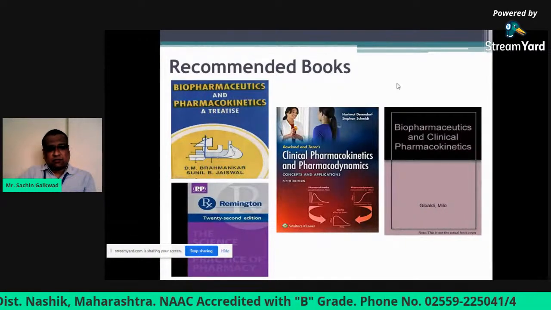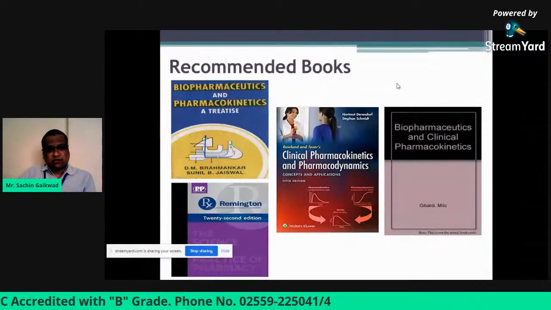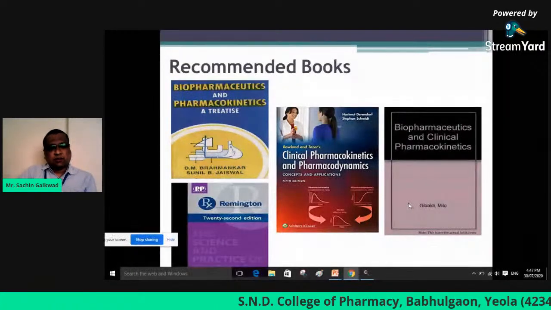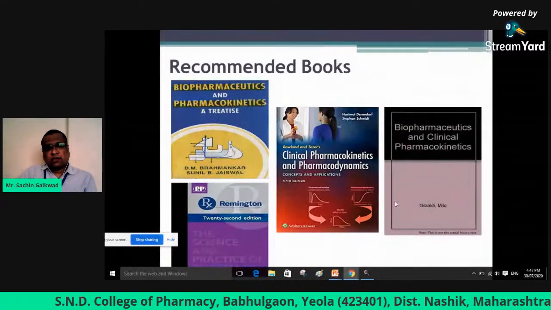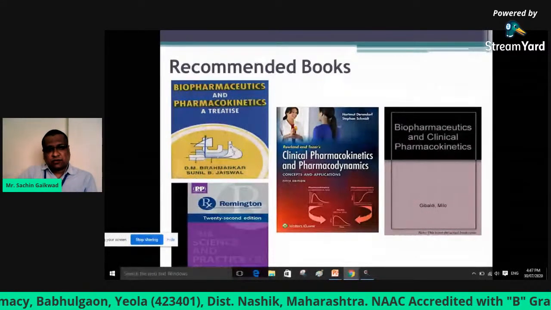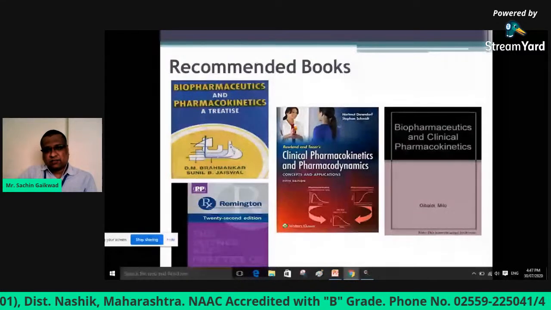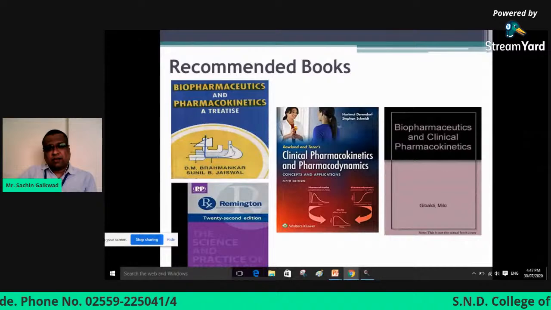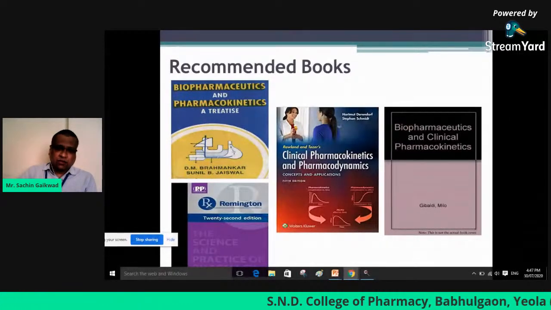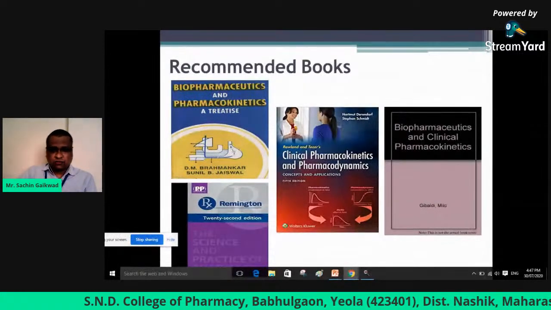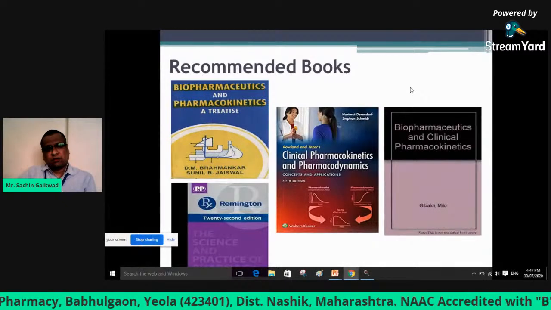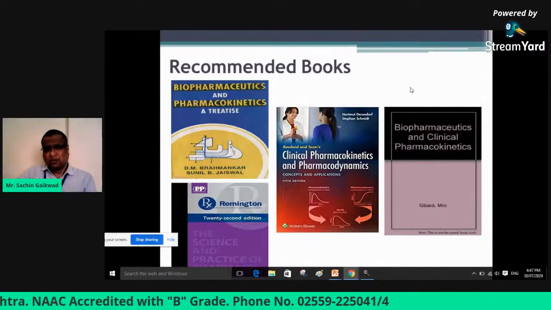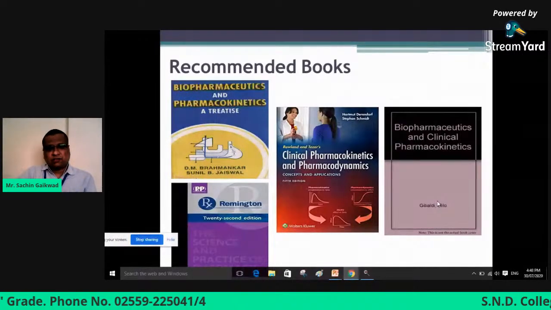The second one is Remington, the Science and Practice of Pharmacy. Everyone knows about this. Third one is Rowland and Tozer's Clinical Pharmacokinetics and Pharmacodynamics. Fourth one is Biopharmaceutics and Clinical Pharmacokinetics by Gibaldi and Milo. All these books are available in our library also, so you can get access. Also, they are now available in soft copy online, so you can refer to this.